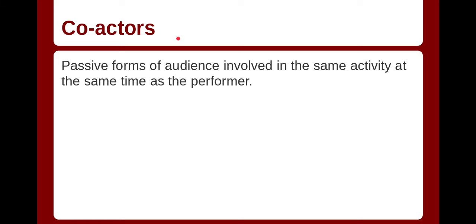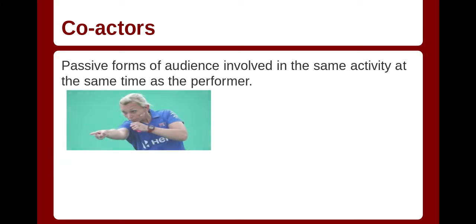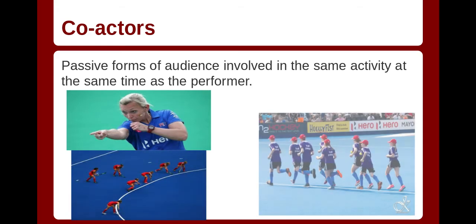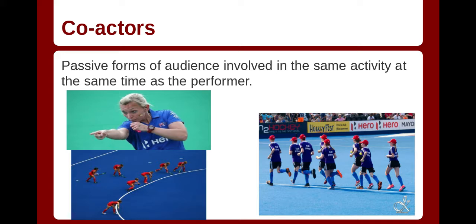The people that influence our performers are people that we call co-actors. They're passive forms of audience involved in the same activity at the same time as a performer, and that could be an official, other teammates, or ball boys or ball girls. They are a passive audience, they're co-actors.